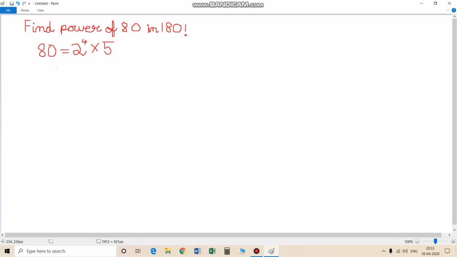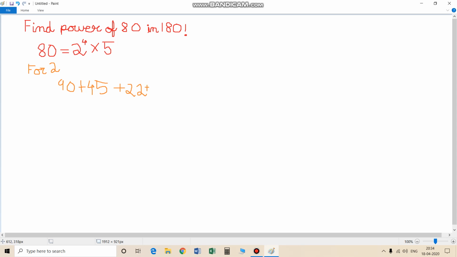First we have to divide 180 by 2. Let's write here for 2. It will be 180 by 2 is 90. Then 90 by 2 comes to 45. Then 45 by 2. What is 45 by 2? It is 22.5. Right? Floor function of 22.5 is 22.